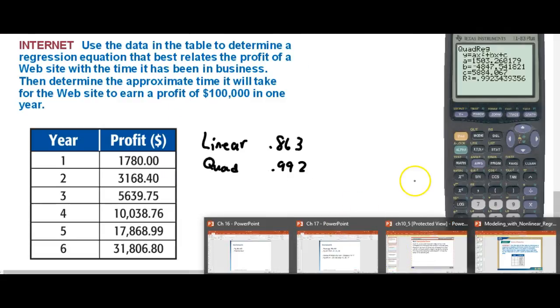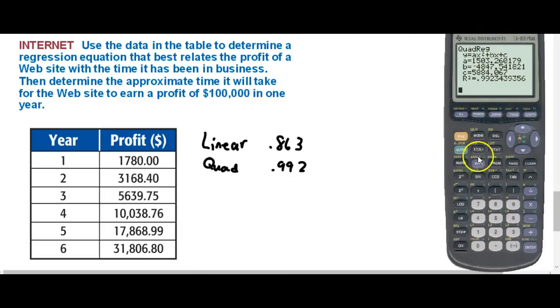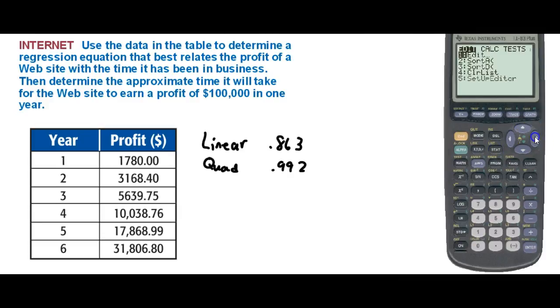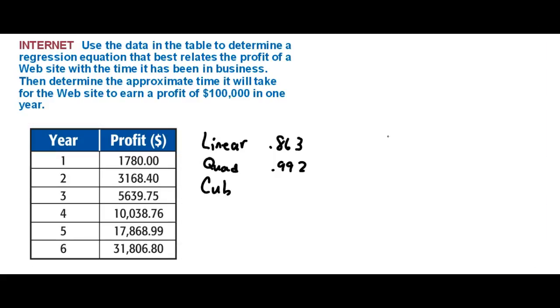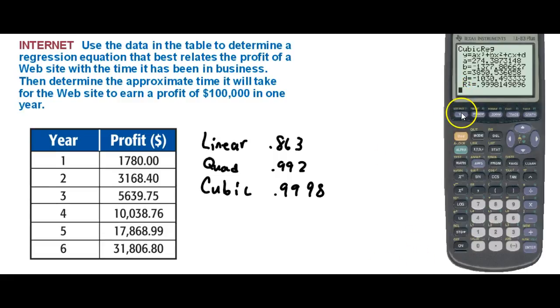So let's try cubic. We get 0.9998. I'm going to have to start writing the fourth digit out. So 0.9998. And so that would be reasonable enough to predict it. But let's try to see if we get a better fit with some of our other functions.